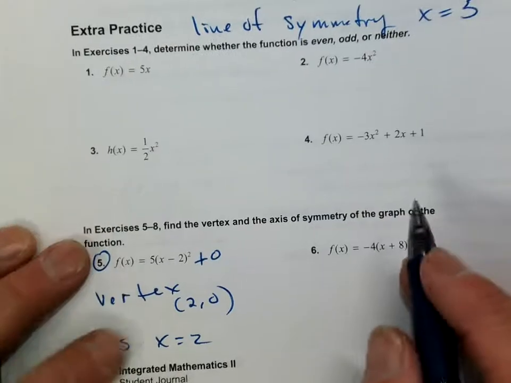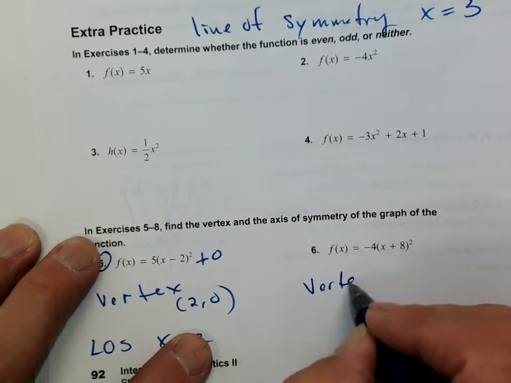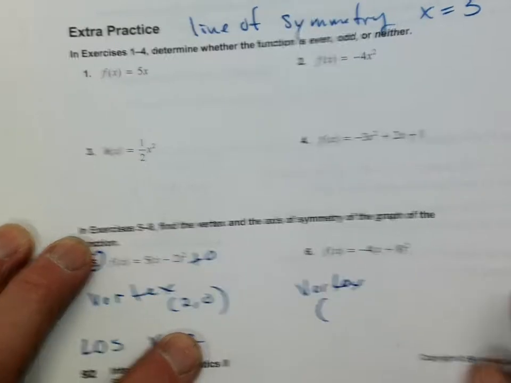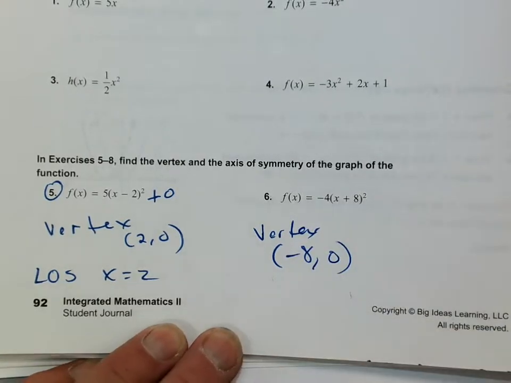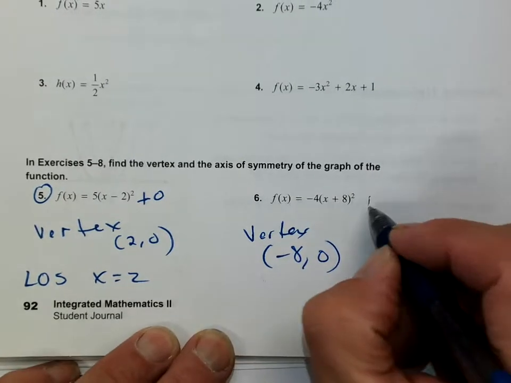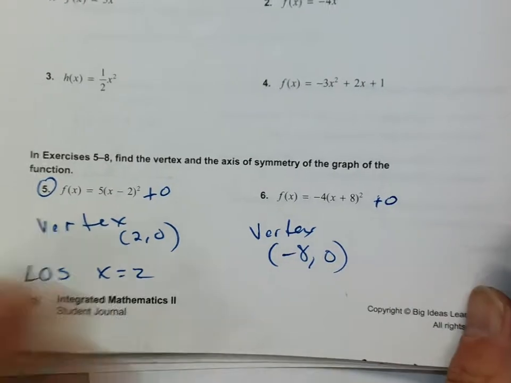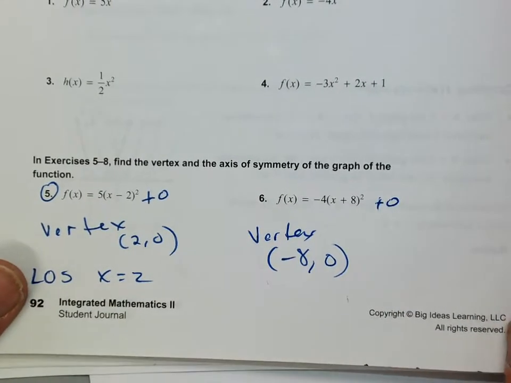How about number 6? What's the vertex? Negative 8, 0. You guys okay with the 0? Yeah, because there's an invisible plus 0, okay? So far, so good?